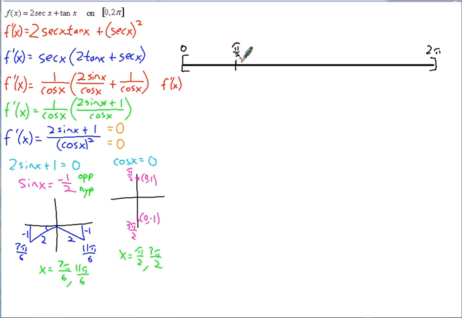And the next one we hit in the unit circle is 7 pi over 6. And the next one we hit is 3 pi over 2. And finally, we get 11 pi over 6 before we get to 2 pi.